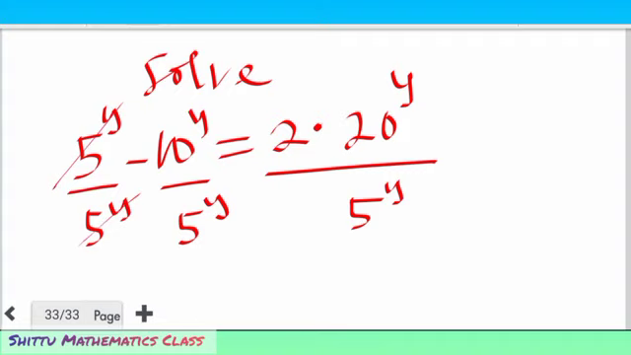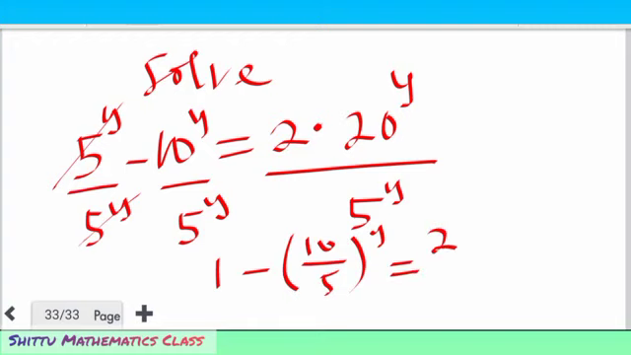So we have 1 minus, and this can also be written as 10 divided by 5, all to power y, because they are having the same power, that is why y can come up here, and equals 2. This dot is multiplication. You can see that 20 is having power y, 5 is also having power y, so it can come like this. Are you getting it now?